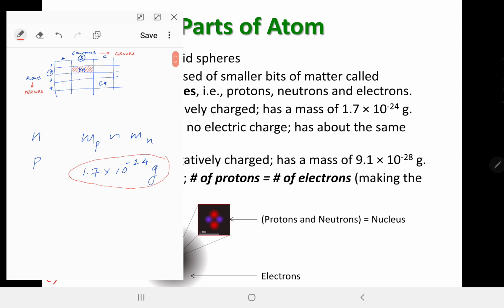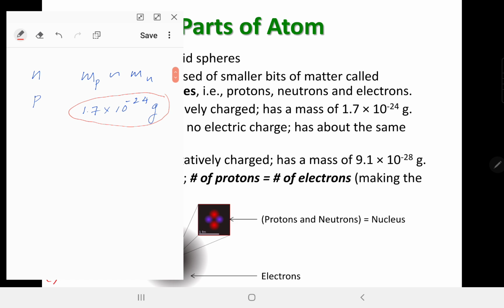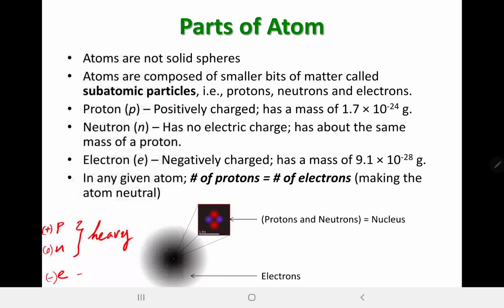So this is how lightweight these subatomic particles are, and of course the mass of an electron is 10,000 times lighter. The mass of an electron is around 9.1 times 10 to the power minus 28 grams. Much lighter. So that's the mass of protons, neutrons, and electrons.